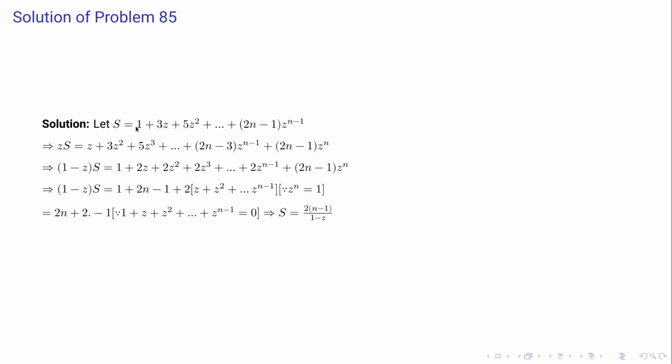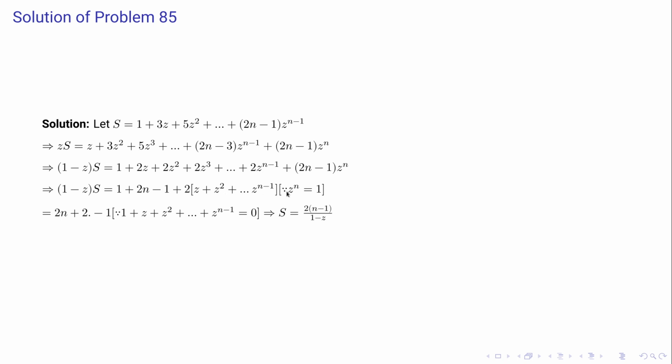Then we subtract. So 1 will be here, and 3z minus z would be 2z, and 5z squared minus 3z squared will be 2z squared, and so on up to 2z to the power n minus 1 plus (2n minus 1) z to the power n. So now we have this one, and z to the power n would be 1. So this 2n minus 1 we write here. So 1 will cancel each other. The 2 ones will cancel each other, and this is 2z up to 2z to the power n minus 1. We take 2 common, and what we will have is z plus z squared plus up to z to the power n minus 1.